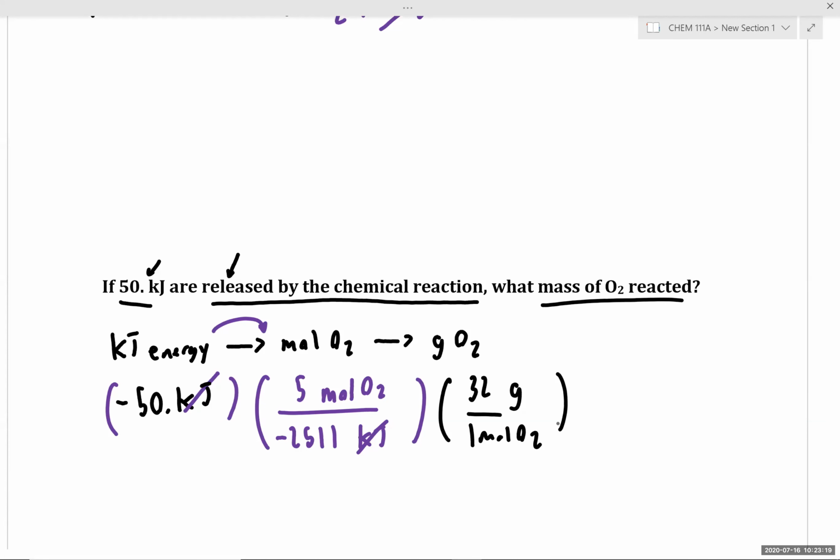So now our moles of oxygen cancels. We're left with grams of oxygen. And all we have to do is just enter this one line calculation into our calculator. So we have 50 times 5 over 2,511 times 32, which gives us 3.2 grams of oxygen.